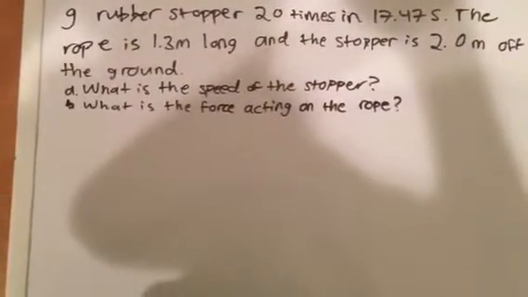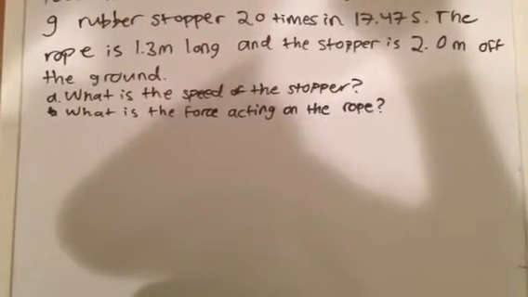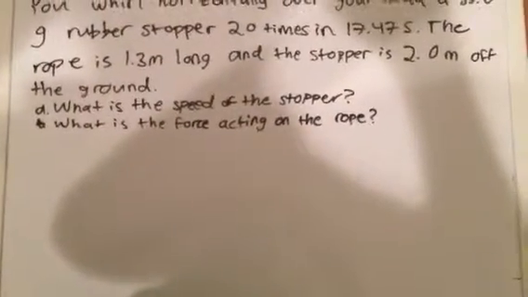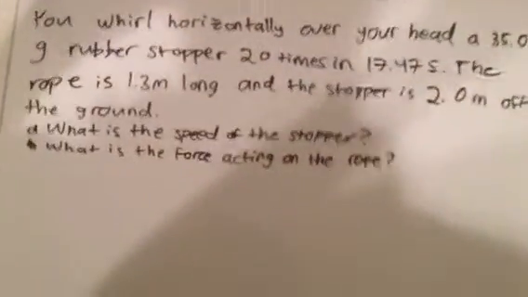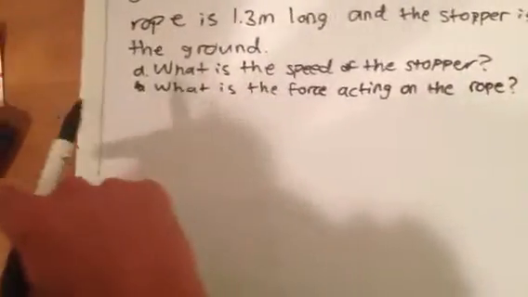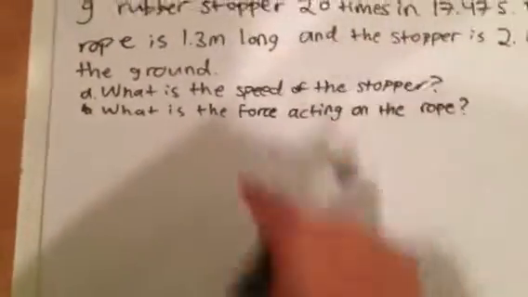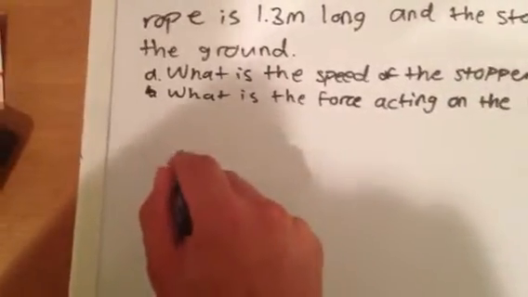There are two parts to this question. A, what is the speed of the stopper? B, what is the force acting on the rope? Before we attack this problem, we need to understand the difference in equations between objects going straight and objects going in circular motion. Let's begin with objects going in a straight motion.